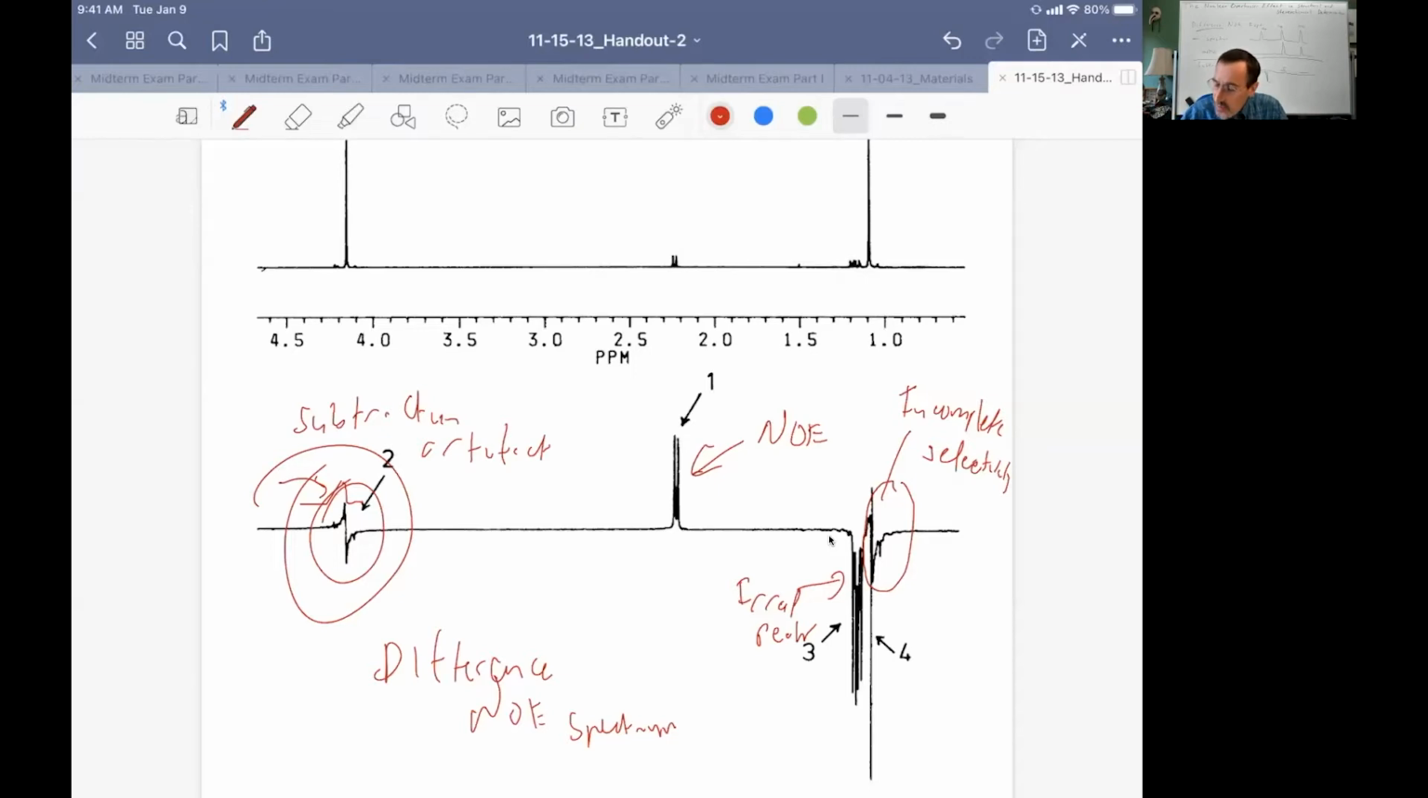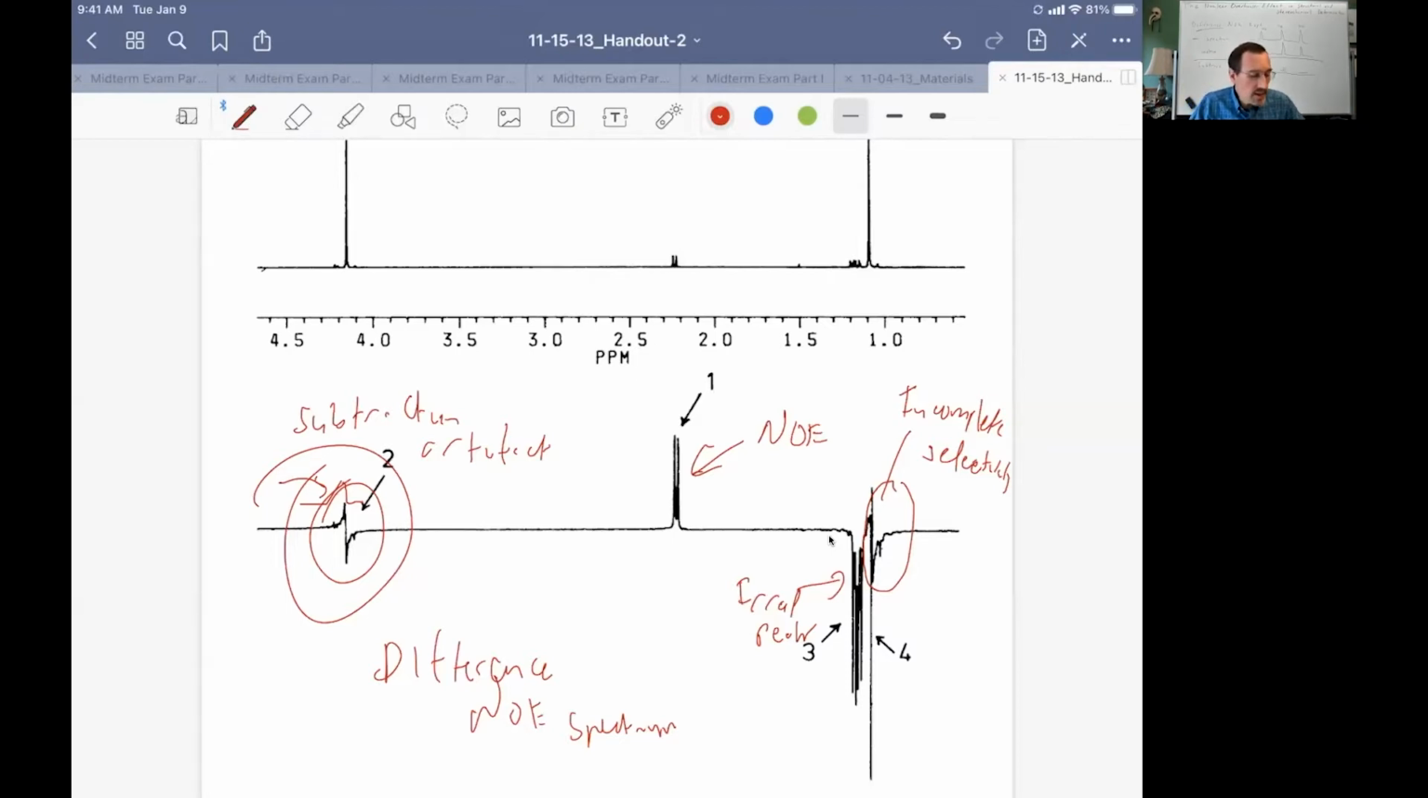And the other thing is we couldn't be certain, since we didn't get complete selectivity, that we weren't getting an NOE from the singlet, which we had partially irradiated. I'd be pretty sure, but what I would do next would be to do the reverse experiment, where I'd irradiate this doublet and then see if the doublet of doublets gets larger.